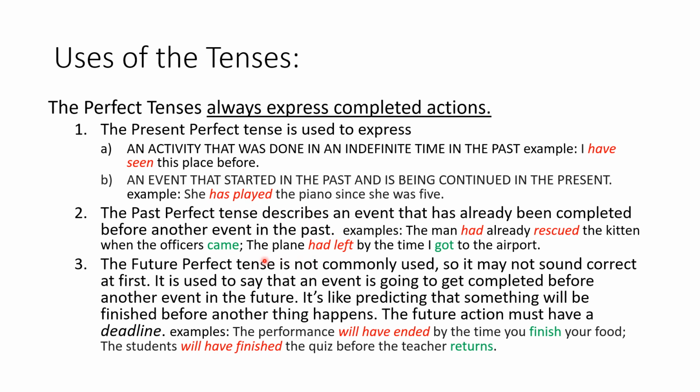Second example, the plane had left by the time I got to the airport. So which of the two past actions happened or was completed first? Obviously, it is this verb, had left. This was completed first before another past action happened. This is the past perfect form of the verb leave. Well, this is the simple past form of the verb get.